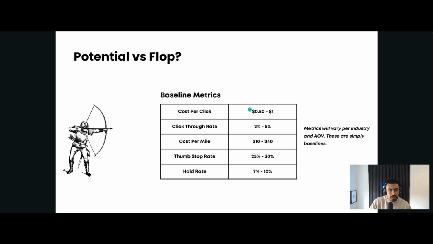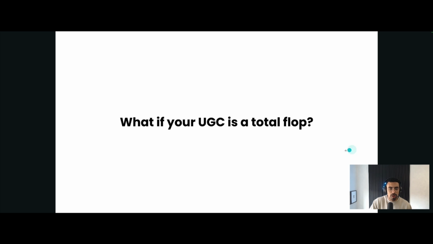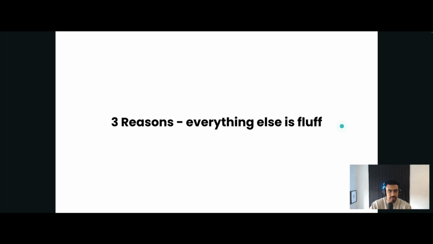Now, if your cost per click is too high, your click-through rate is too low, your cost per 1,000 impressions, your ad costs, are too high as well, thumb stop rate is too low, and your hold rate is too low, then scrap the ad, okay? UGC isn't working, your ad is a total flop. Now, what if your UGC is a total flop? What do you do in this situation?